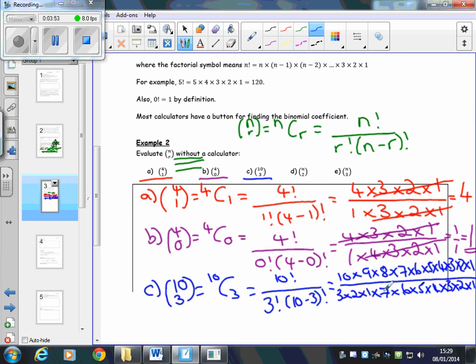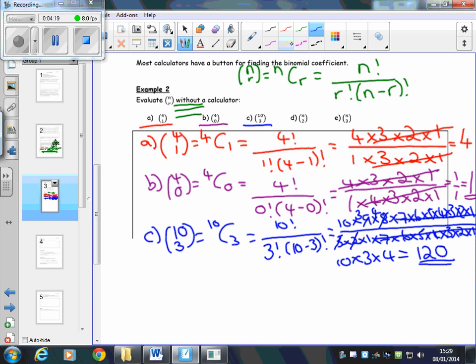So as within the two previous examples, this from 7 downwards will cancel out with this from 7 downwards. And then you can also say that 3 divides 9, so that becomes 3, and 2 divides 8, so that becomes 4. And we're left with 10 times 3 times 4, which gives us the answer 120.